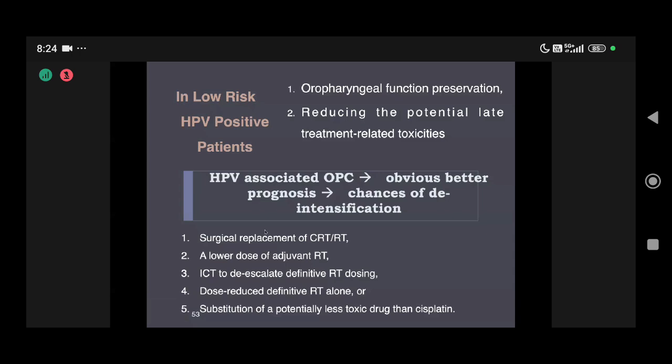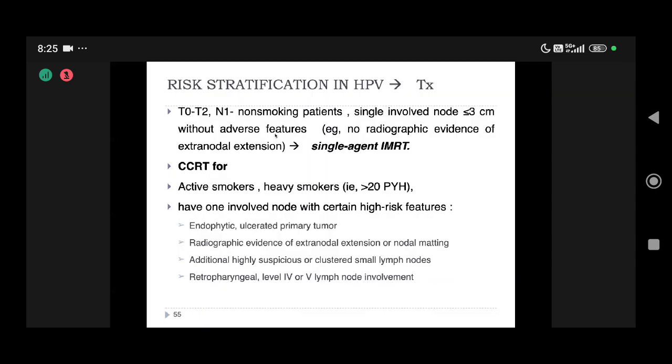You can de-escalate the treatment in a number of ways. You can just do surgery, do away with radiation or chemoradiation, and treat these patients with a single modality. You can lower the dose of adjuvant radiation. You can do induction chemotherapy and de-escalate the radiation dosing. You can reduce the dose of definitive radiation upfront as well, and you can substitute cisplatin or carboplatin with less toxic drugs. All these modalities are being tried across the globe in various trials, the results of which would be out in the subsequent years. But these are all for low risk HPV positive patients, not for every HPV associated malignancy. So you need to know about risk stratification in HPV associated malignancies.